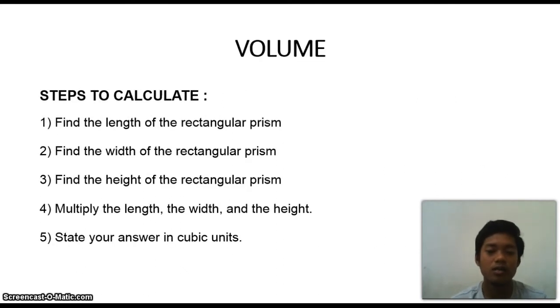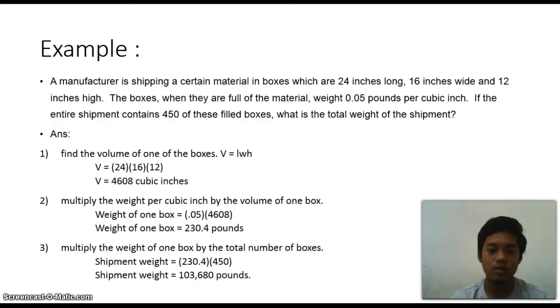Secondly is volume. There are also 5 steps on how to calculate the volume of the rectangular solid. First, find the length of the rectangular solid. Second, find the width. Third, find the height. Fourth, multiply the length, the width, and the height. And fifth, state your answer in a cubic unit.